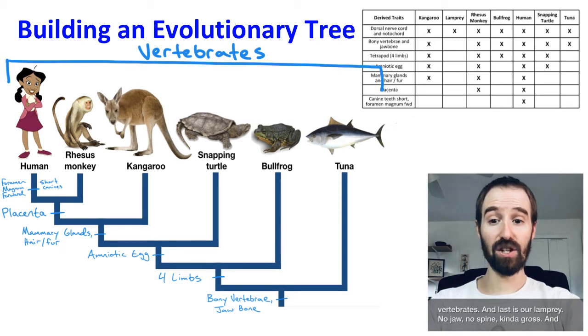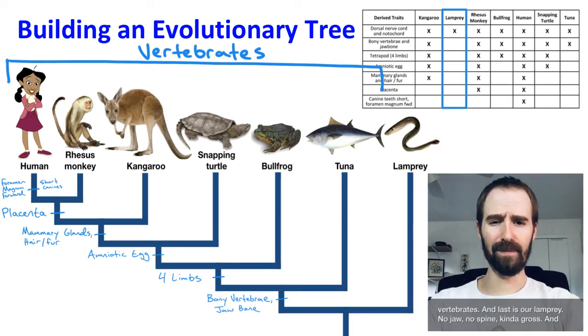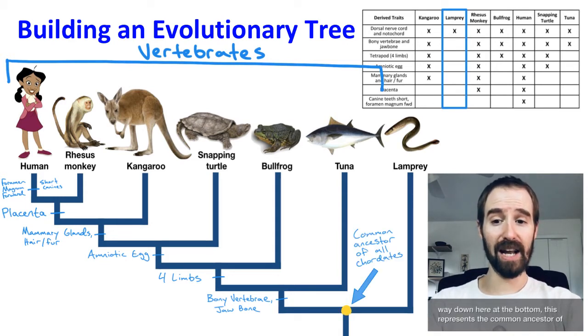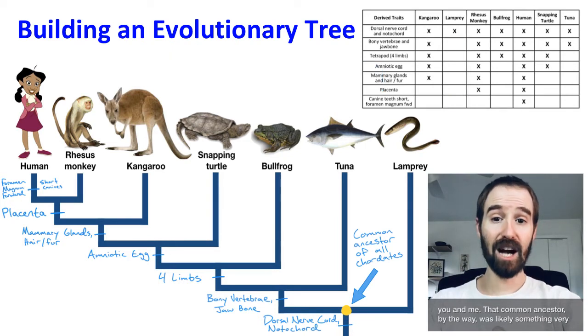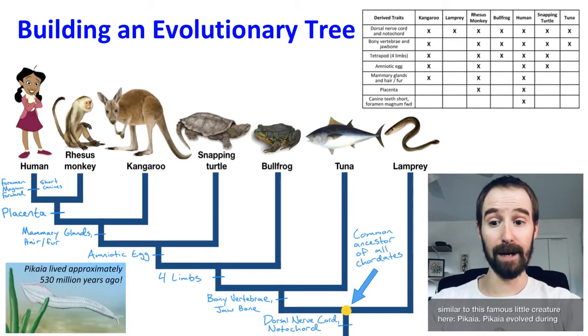And last is our lamprey. No jaw, no spine, kinda gross, and way down here at the bottom, this represents the common ancestor of all chordates, all organisms with a dorsal nerve cord, or spinal cord to you and me. That common ancestor, by the way, was likely something very similar to this famous little creature here, Pikaia.